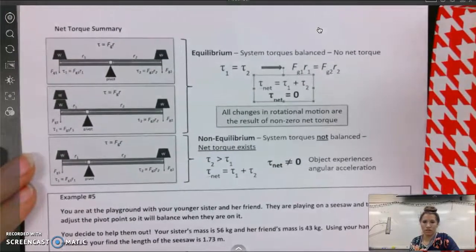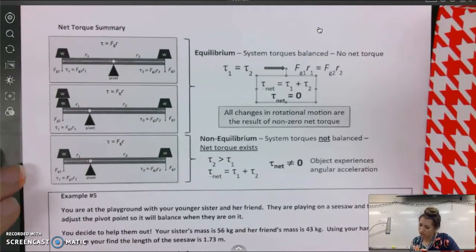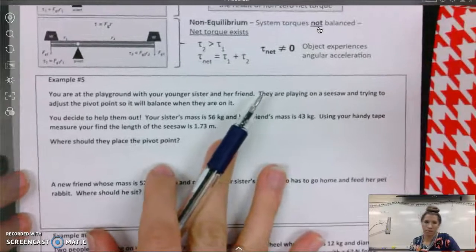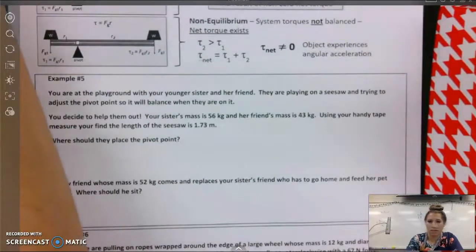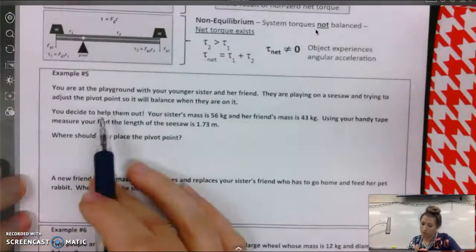Okay, and this is just a summary of those things that we just barely talked about. So let's go on to our example problems then. Let's see where we're at time-wise. Okay, so example number 5.